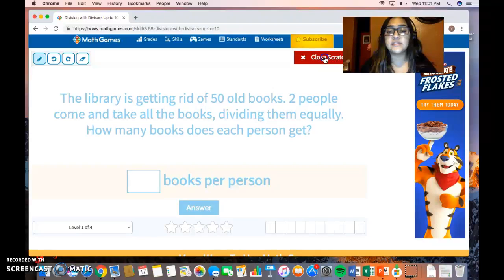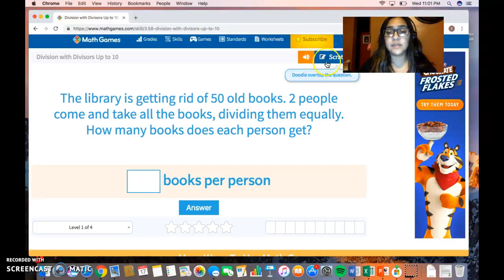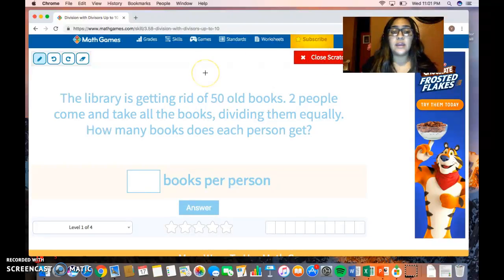So now you guys did notice I opened my scratch pad. It does give you a scratch pad for you to use. And now I'm going to click the pencil, and I'm going to label my word problem. So the library is getting rid of 50 old books. 50 old books. What does that mean? That is my total, friends. That's the total number of books that I have.